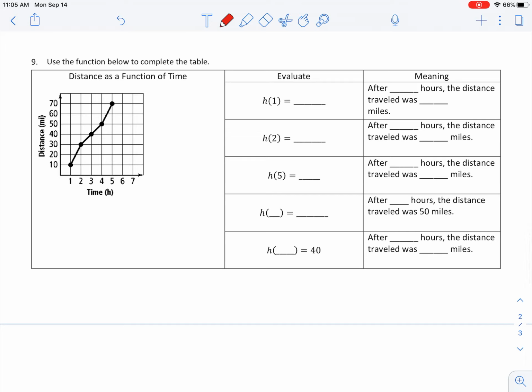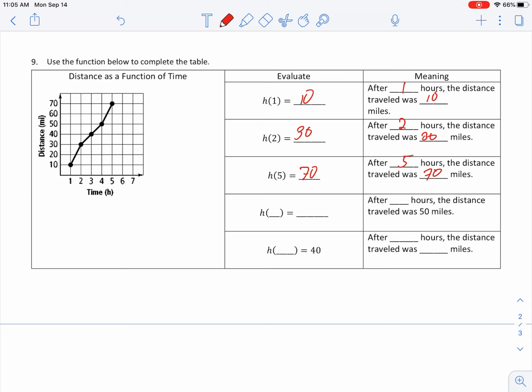Number 9, reading a graph. We've been looking at these before. The time is my domain. The range is my distance. So when I say what is h of 1, where's the point located as 1 comma what? And it's located right here at 1 comma 10. So what that means then is, after 1 hour, the distance traveled was 10 miles. Again, we've seen that. This is a review question. 2 comma 30. After 2 hours, we traveled 30 miles. At h of 5, 5 comma 70, it looks like. After 5 hours, we've traveled 70 miles.